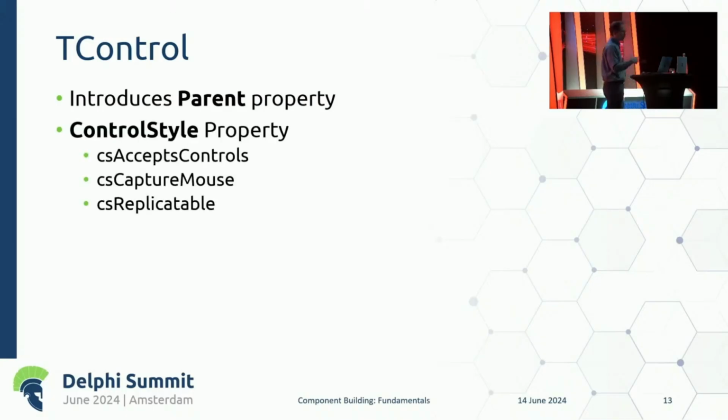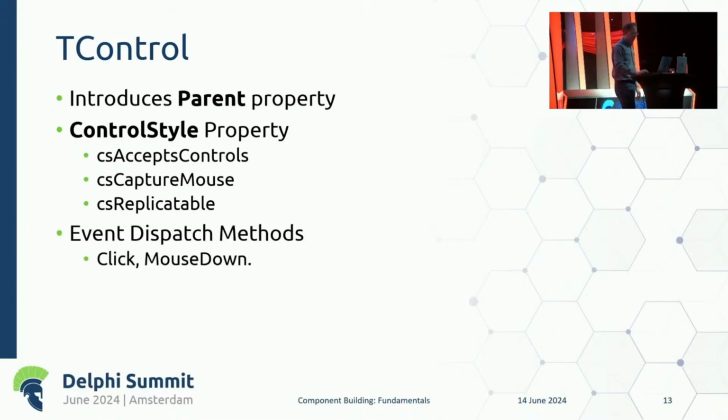There's also a control style. Any control that can be a container will have an accepts controls control style. That tells the form designer, if you select a component from the component palette and click on this control, and the control style has accepts controls in it, go ahead and create the component there and set its parent to what I clicked on, so that it sets it all up. And then there are these others I'm not going to get into, but that's the more common one.